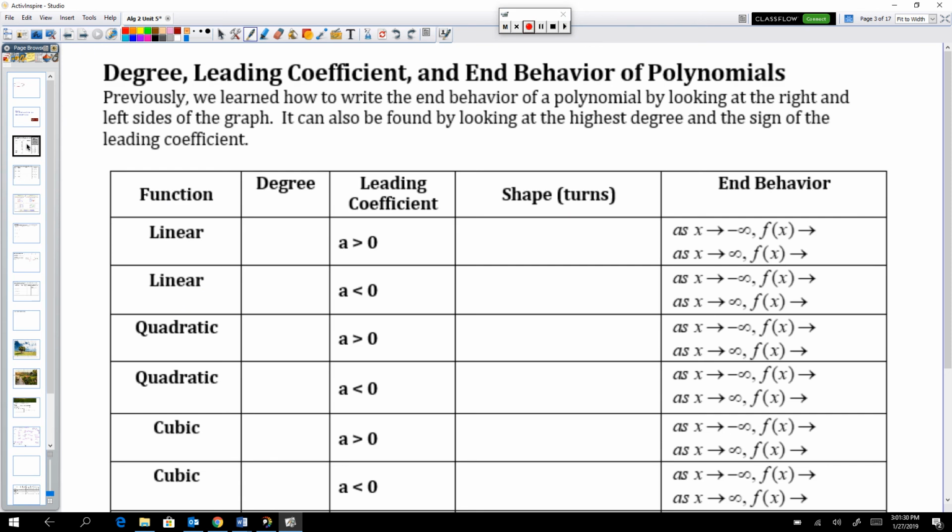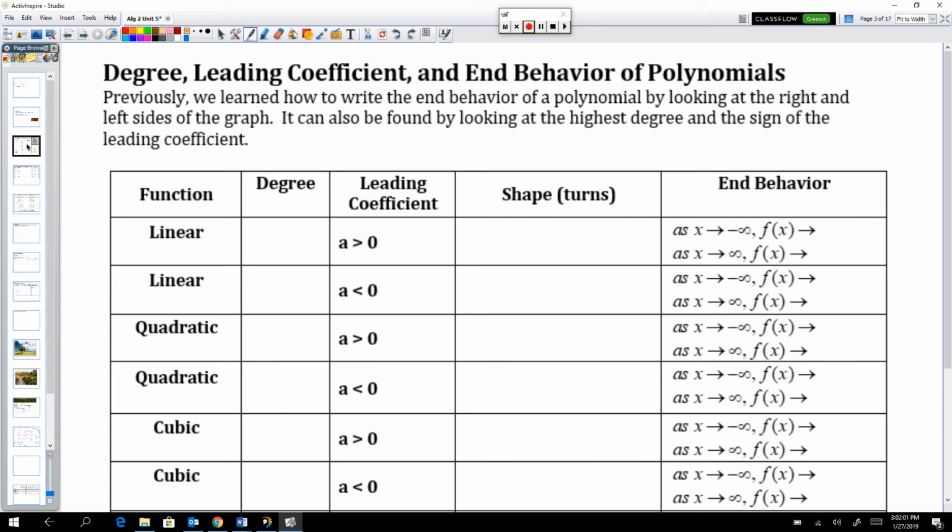So we saw a lot of patterns as we were looking at the different behaviors and the different characteristics of the polynomials. So I want to put that into chart form so that you can get a sense of where those patterns come from. So this chart's going to help us understand degree, leading coefficient, and end behavior of polynomials. We have talked about end behavior before. We looked at the right and left sides of the graph and talked about whether on the left it was going up or down, and on the right it was going up or down. So same concept here. We'll just have some different things happening with different degrees.